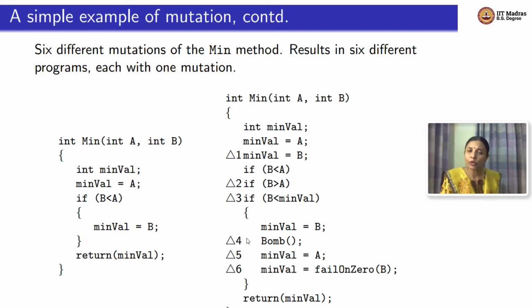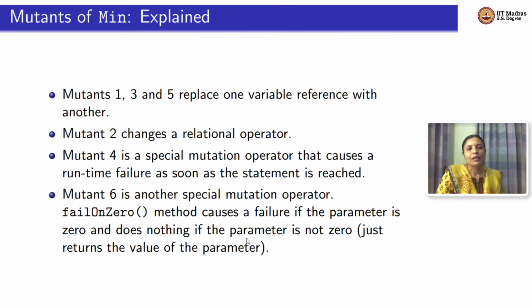So the goal in mutation testing is the same. I now write test cases, execute the ground string on the test case, execute each of the 6 mutants on the test case such that the output of the ground string is different from the output of the mutant. In such a case, we say that the test case has killed the mutant. So this slide explains what the mutants are.